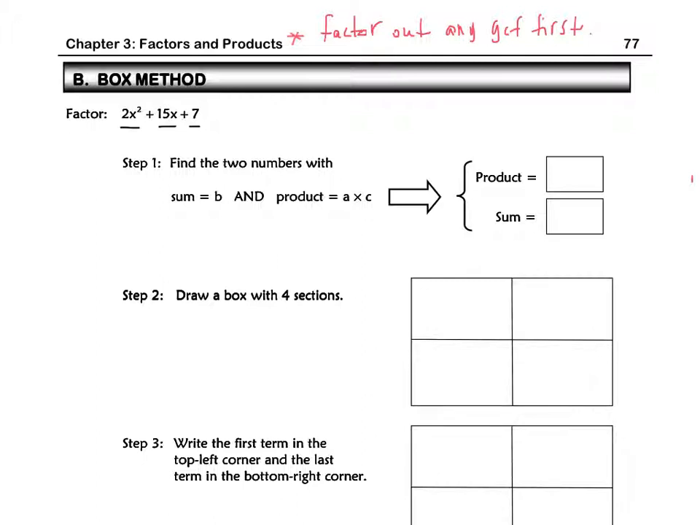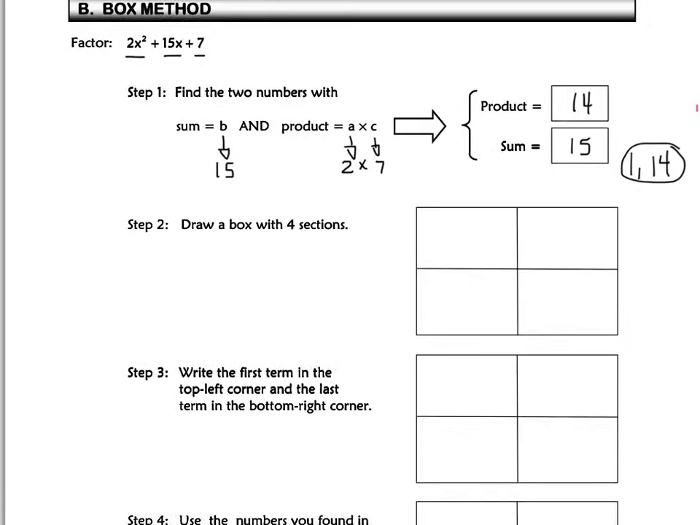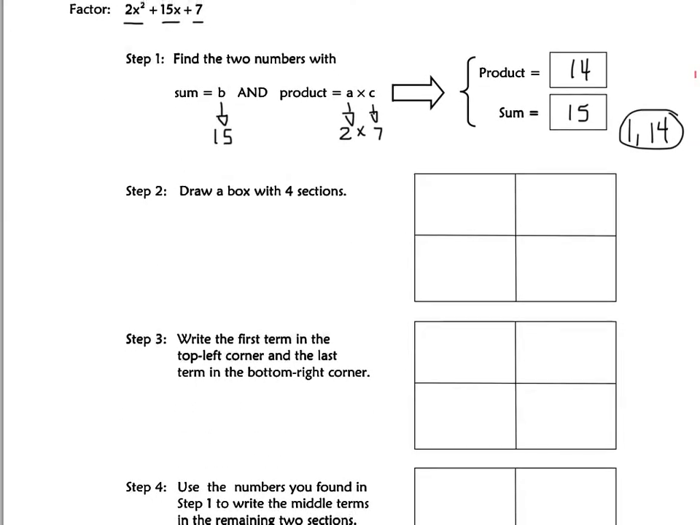We started off the same way we start off with the decomposition method. We're still looking for 2 numbers which have a sum of the b value, which is 15, and a product of the a and the c value, which is 2 times 7. So we want a product of 14 and a sum of 15. So again, those 2 numbers would be 1 and 14. And then what we do is we draw the box with the 4 sections, just like this already drawn there for you.